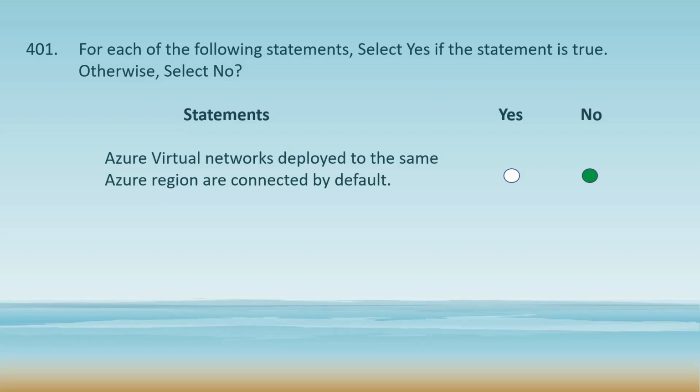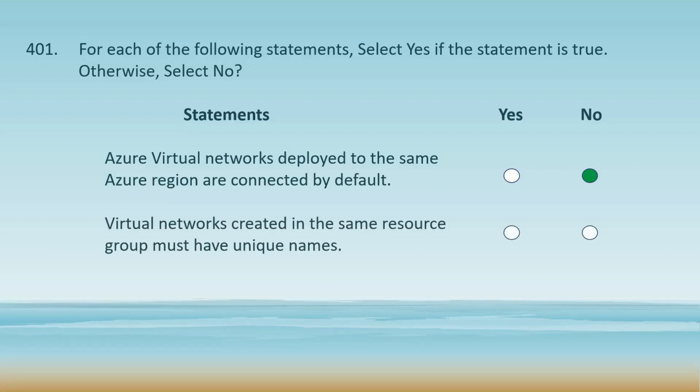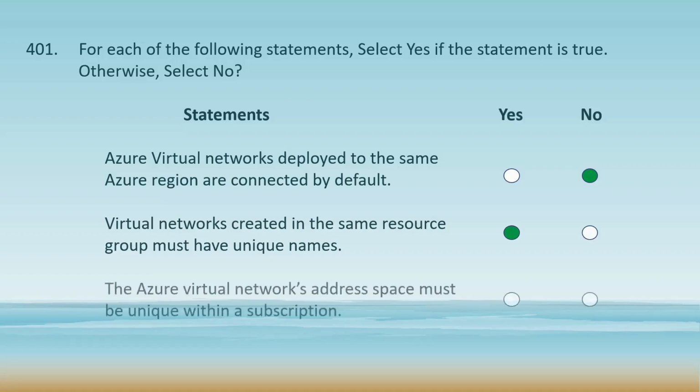Now, the next statement is virtual networks created in the same Azure resource group must have unique names. And this statement is correct. You can't create two virtual networks with same name in the same resource group. And the next statement is the Azure Virtual Network's address space must be unique within a subscription. This statement is incorrect. You can have multiple virtual networks with same address space within a subscription. However, you cannot peer two VNets with same address space. Let's now head to Azure portal to understand and validate these statements in more detail.